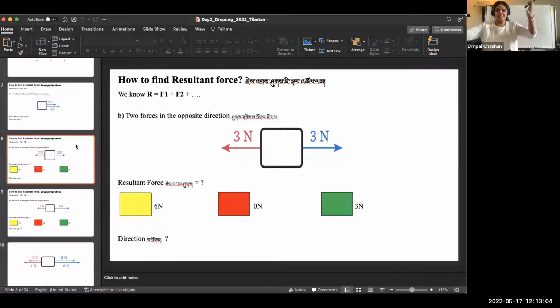Force is 0. Is there any direction? There is no direction.